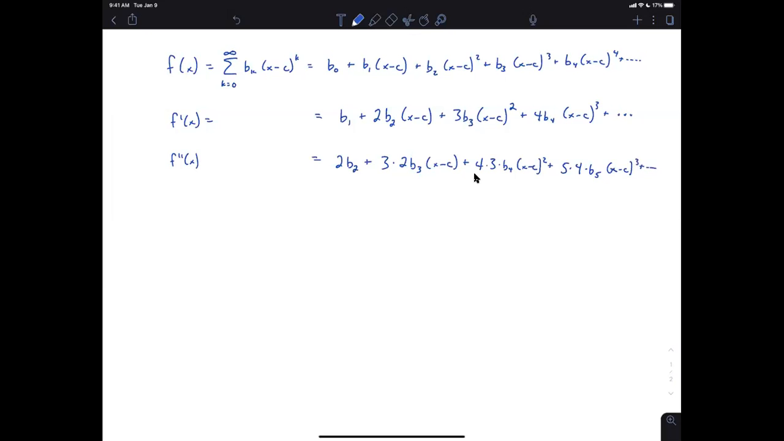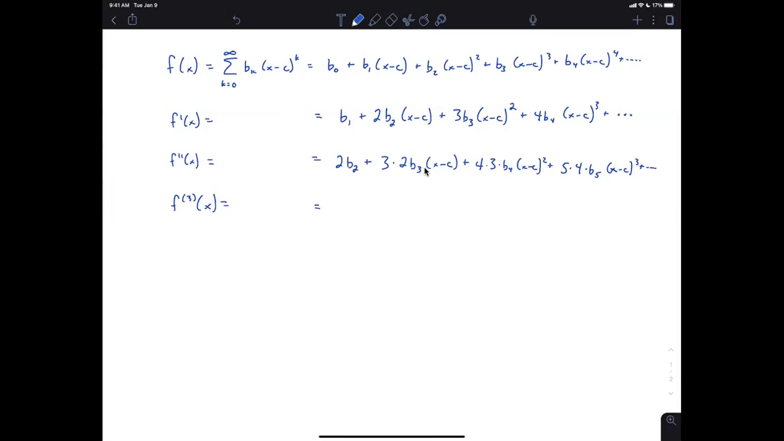And so we're going to do a couple more of these. So f triple prime, the third derivative. I'm going to use this notation. We can use f triple prime, or you can put a parentheses 3 here. When you do that, that's understood to mean the third derivative of f. So the third derivative of f is equal to, again, 0 for 2b2, because that's a constant.